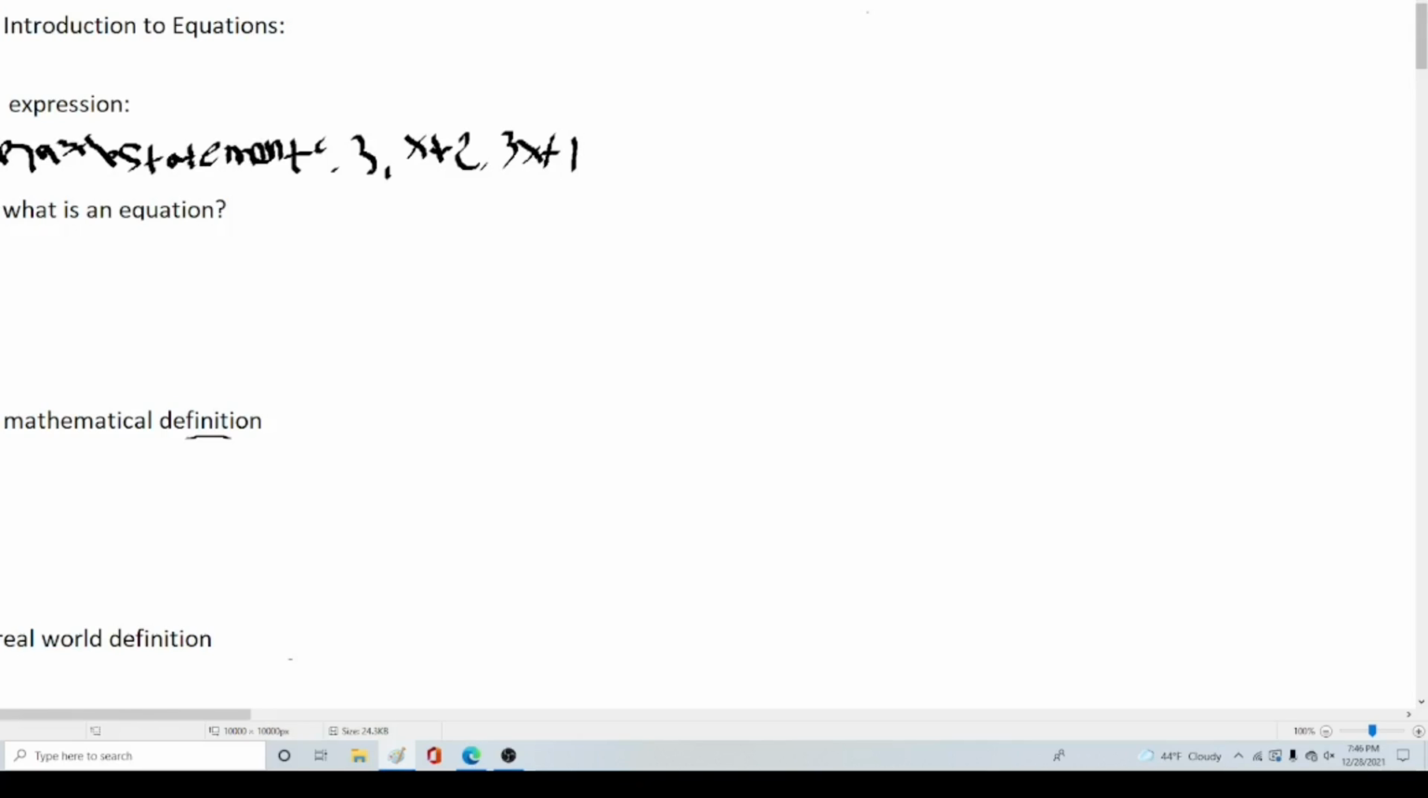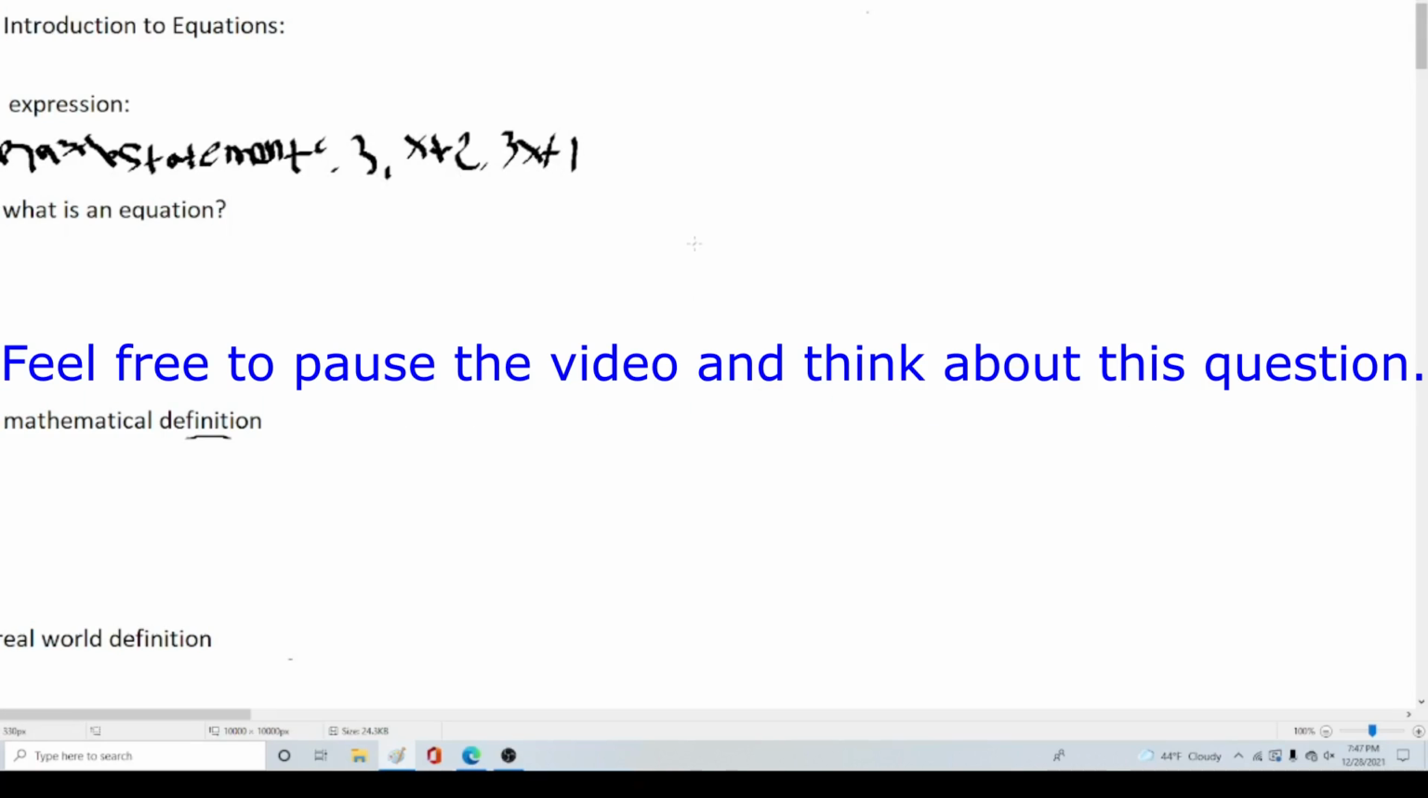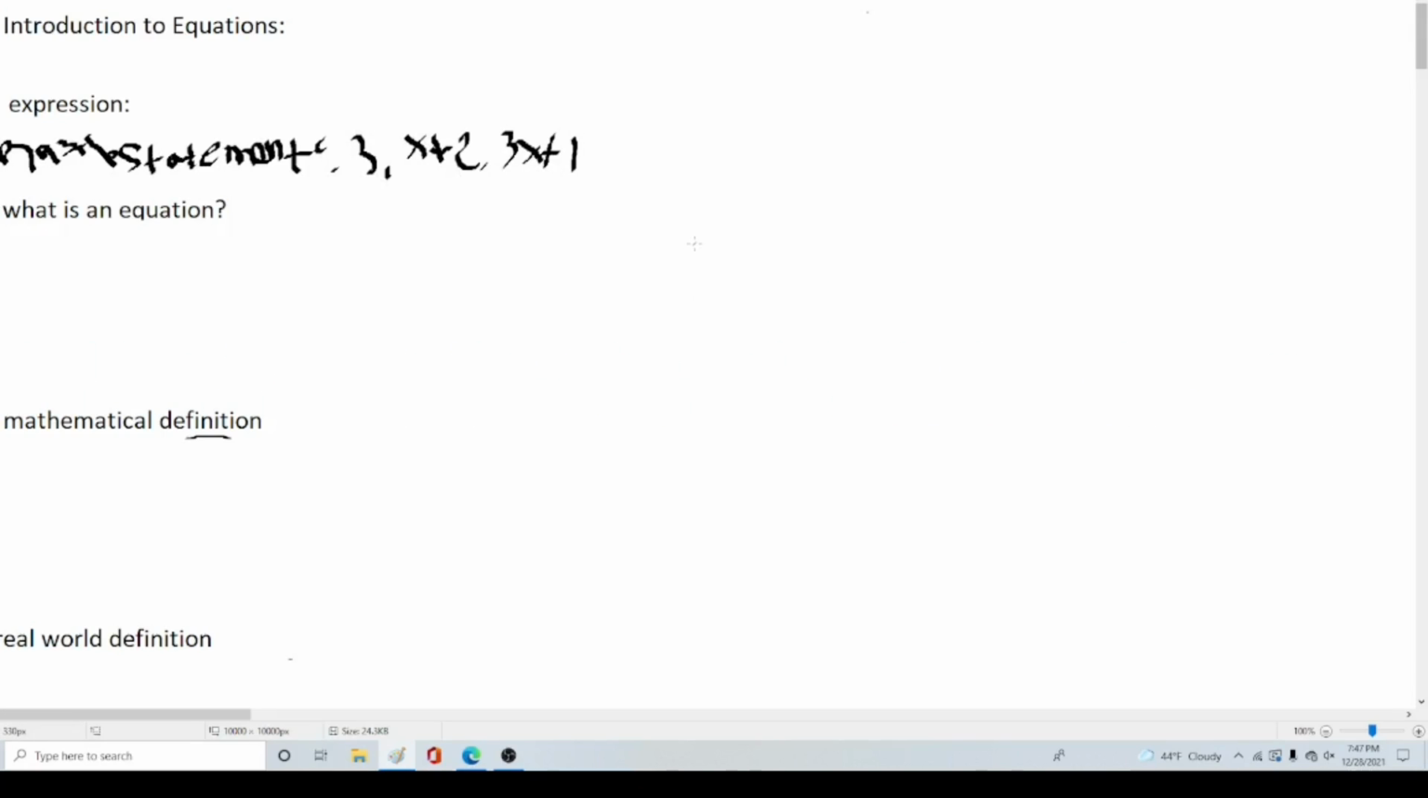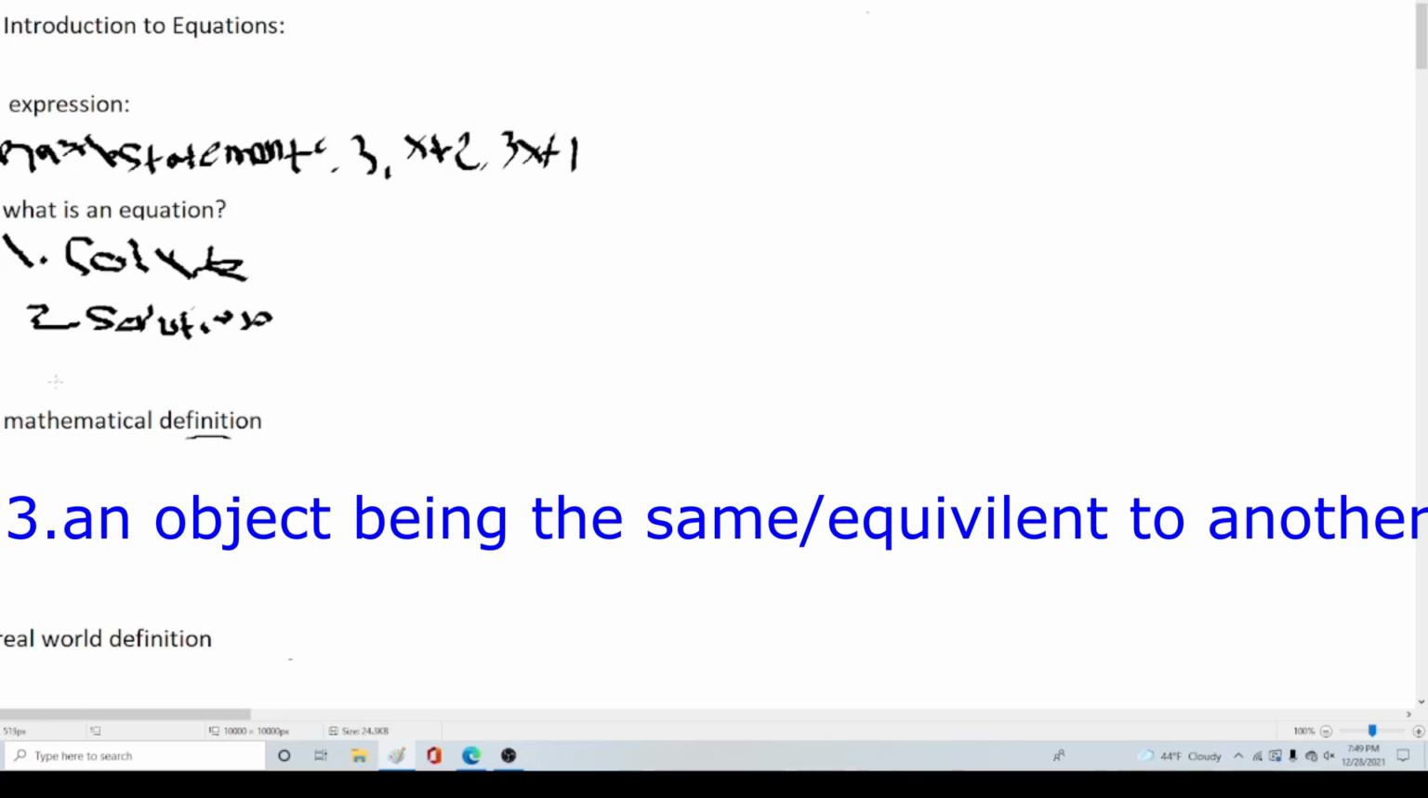Before we could actually get into talking about what an equation was, let's recap what an expression was. We said that it was a mathematical statement, something like the number 3, x plus 2, 3x plus 1, something that shows quantity. When you hear the word equation, what comes to mind? Feel free to pause the video and write down a couple words. I'm going to assume you did that already. The 3 common responses I get: the first is something you solve. The second is solution. Third is something being the same as another.